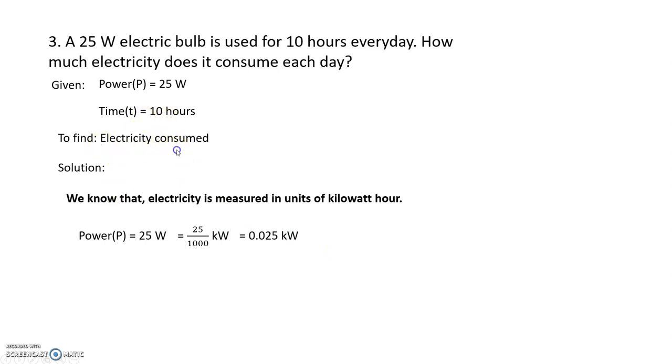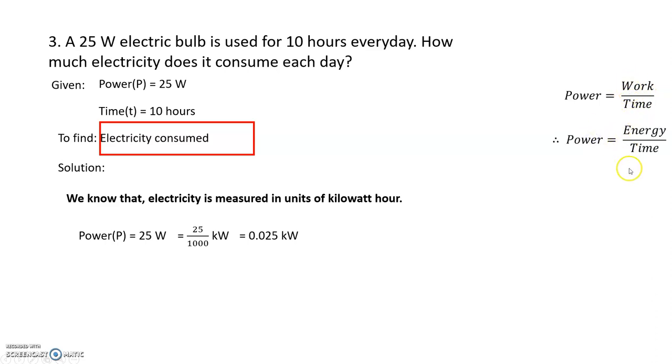Now you have to find electricity consumed. What is electricity consumed? Means energy. So you know the formula, power is equal to work upon time. Energy is the capacity to do work. So power is equal to energy upon time. So let's cross multiply. Energy is equal to power into time. So energy consumed is equal to power into time. That means electricity consumed is energy consumed.